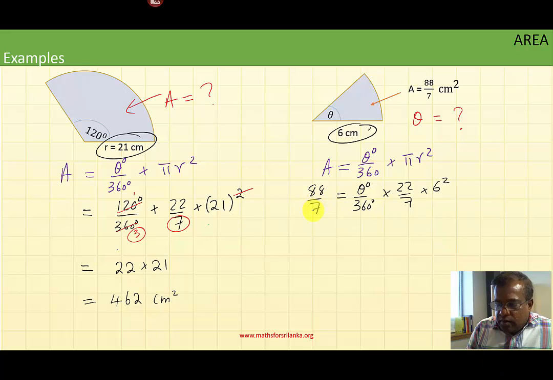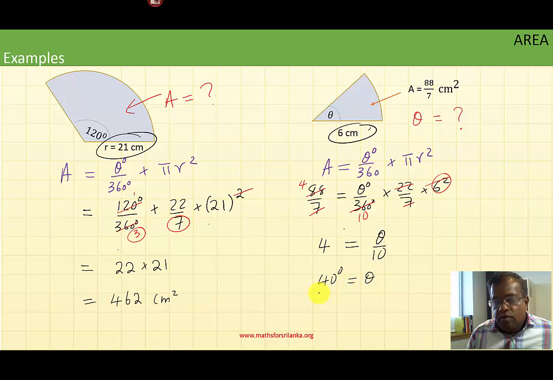So clearly, you can divide both sides by 7. And then 22 is a factor of 88. 22 times 4 is 88. And then as you see here, 6 squared is 36. That cancels with 360, 36 times 10. So now on the left hand side we have 4. On the right hand side we have theta over 10. Now if you multiply both sides by 10, then we'll get 40. Theta is going to be equal to 40 degrees.